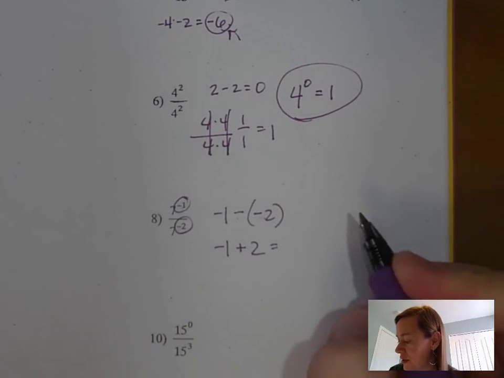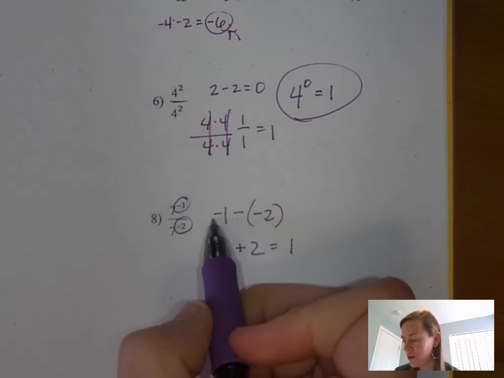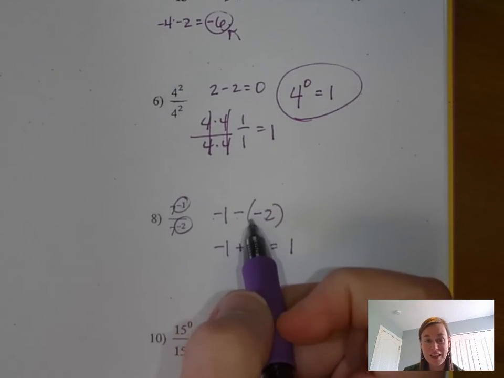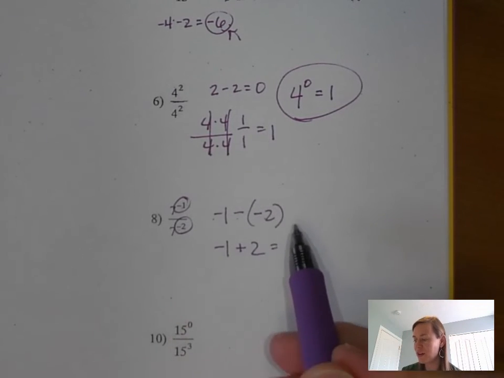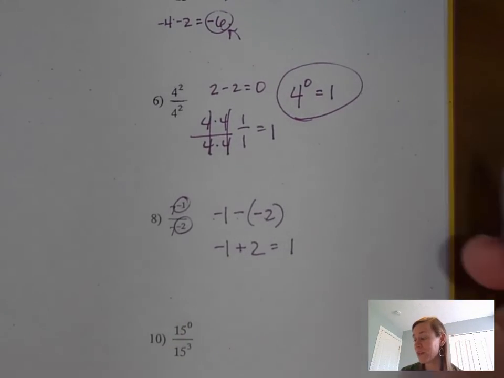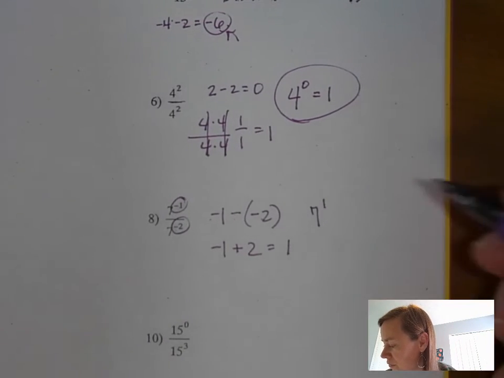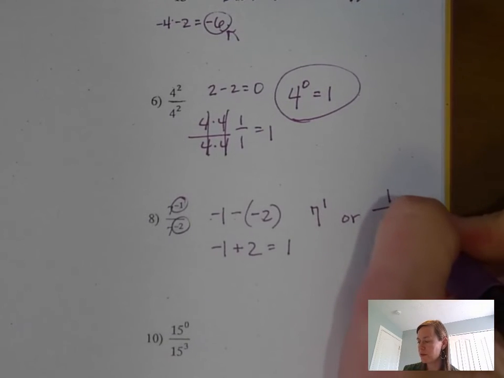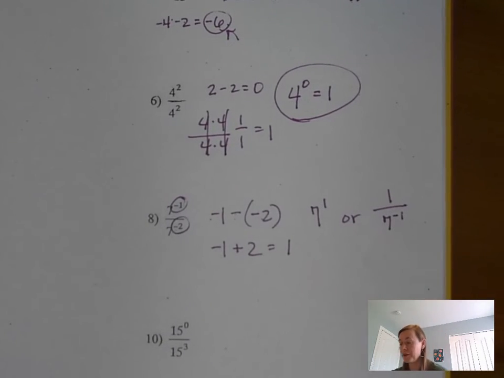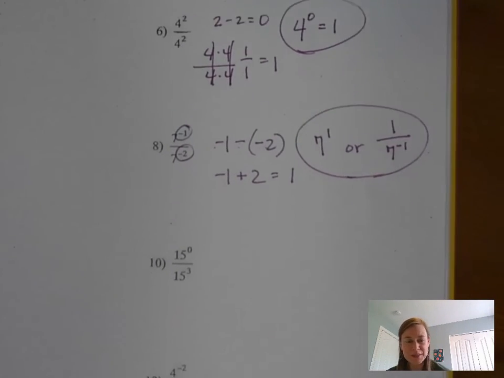And negative 1 plus 2 is going to equal 1. And if you feel more comfortable putting all this in your calculator, then do it. Totally fine. Negative 1 minus a negative 2 in your calculator should give you a 1. So your final answer here is going to be 7 to the 1st power, or 1 over 7 to the negative 1st power. All right, let's do a couple more examples.